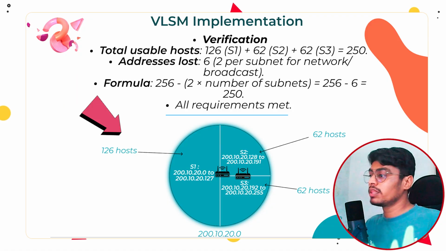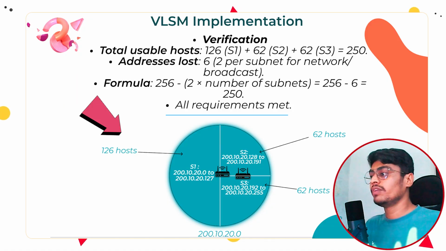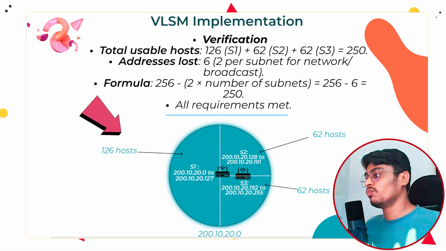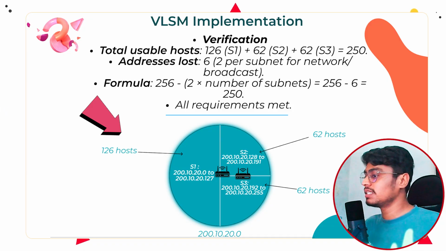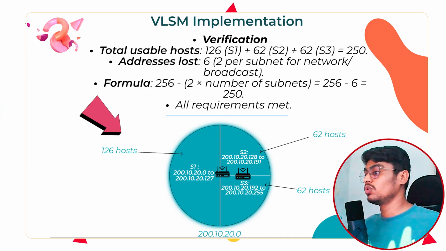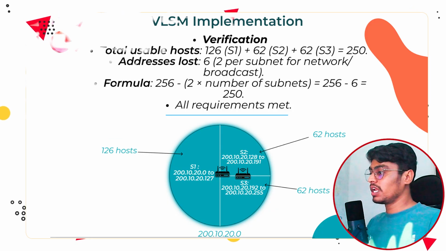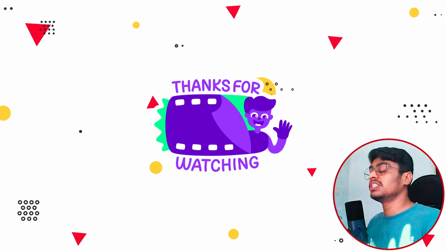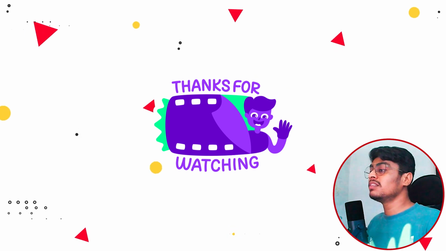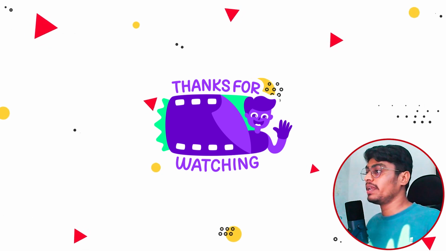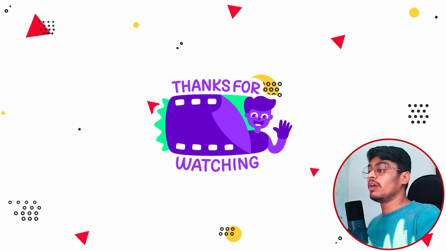Now all the requirements are satisfied. For S1 we needed more than 100, so we have made it 126 addresses. For S2 and S3 we needed 50 plus addresses, so 62 addresses for each. We have fulfilled all the requirements. So this was the whole concept of variable length subnetting. This is a very important topic, and you have to learn this and practice this.